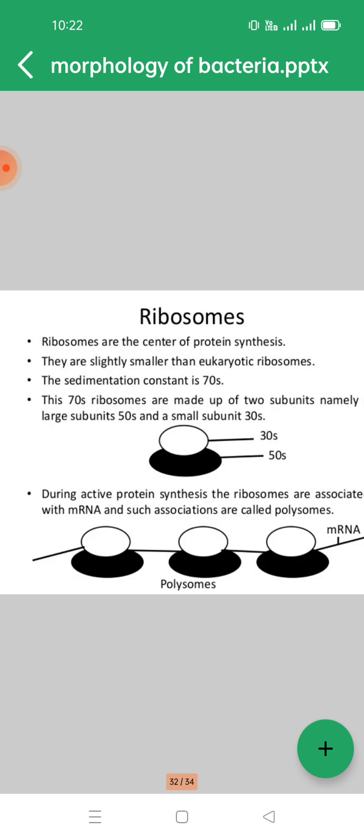Next are ribosomes. Ribosomes are the center of protein synthesis. They are present inside the cytoplasm. When we compare with the eukaryotic ribosome, the bacterial ribosome is slightly smaller in structure. They have a constant sedimentation unit, that is 70S.